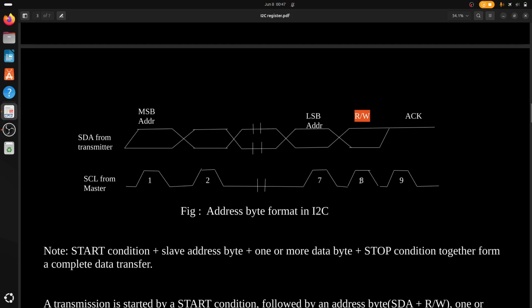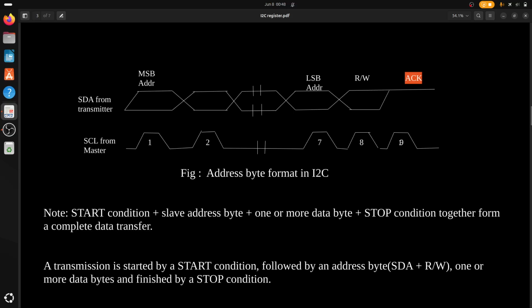So the R/W bit will operate in the 8th clock cycle. R means receiving data from the slave device, and W means writing, or sending, or transmitting to the slave device. Acknowledge, as you know, pulls the SDA line low to indicate that the slave device is receiving the data sent by the transmitter. So this condition will operate in the 9th clock cycle.